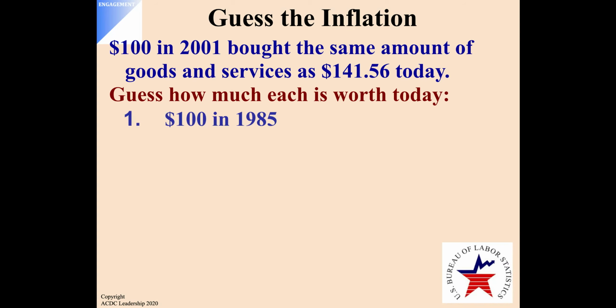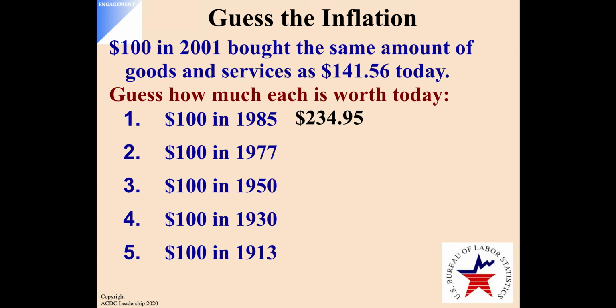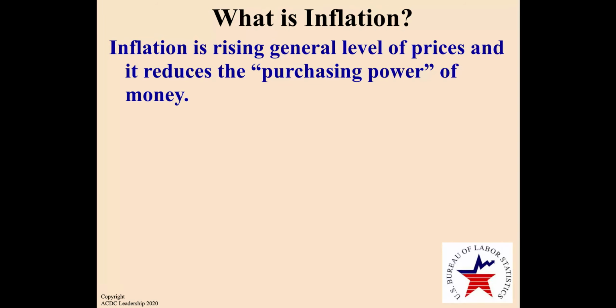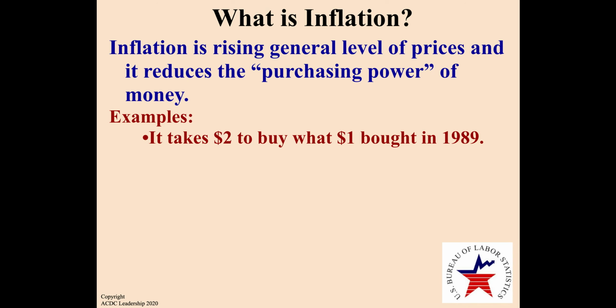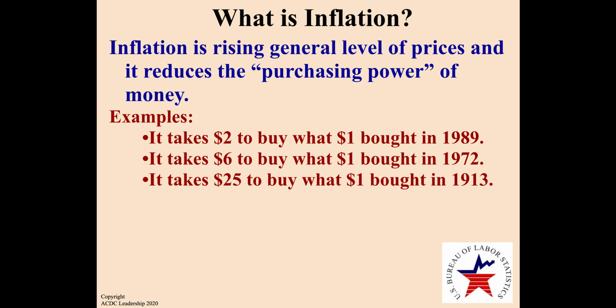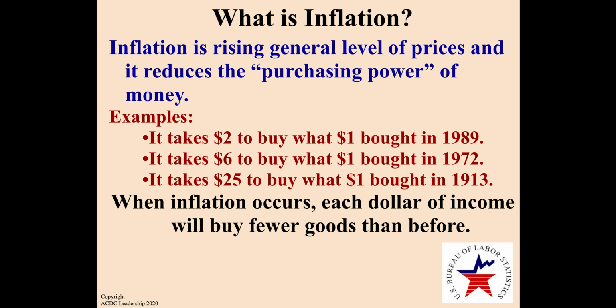The first slides have you guess what the inflation rate is. You can take a look at that on your own. Well, what is inflation? Inflation is a rising general level of prices, and it reduces the purchasing power of money. An example: it takes $2 to buy what a dollar bought in '89, $6 in '72, $25 in 1913. When inflation occurs, each dollar of income will buy fewer goods than before.